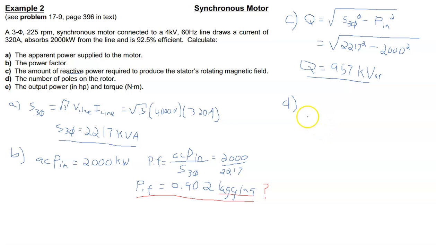Part D, the number of poles on the rotor. And so what do we know about rotor poles? Well, we're told that because the magnetic field on the rotor must have the same shape as the three-phase field on the stator, then the rotor poles is equal to P. And remember, P is the poles per phase on the stator.